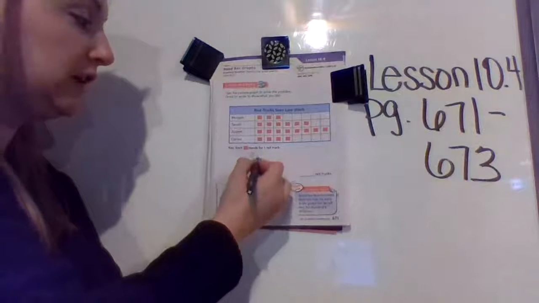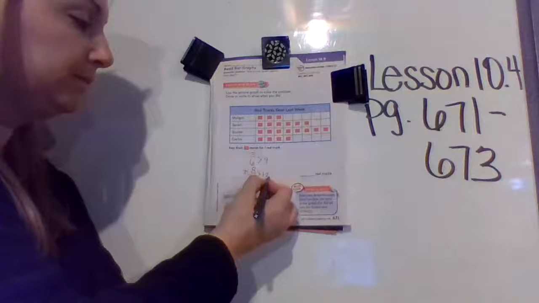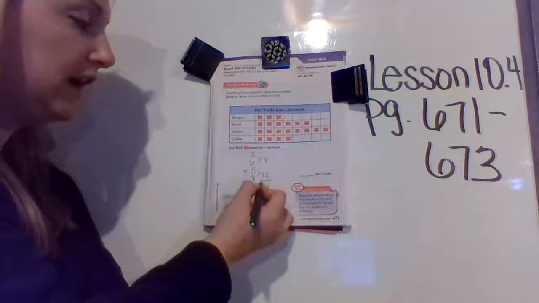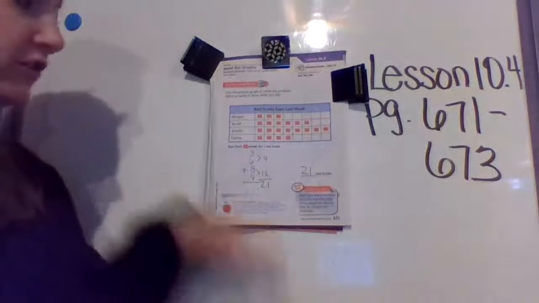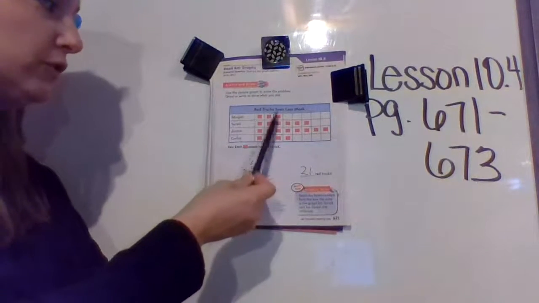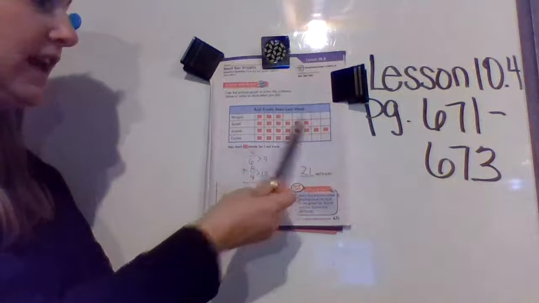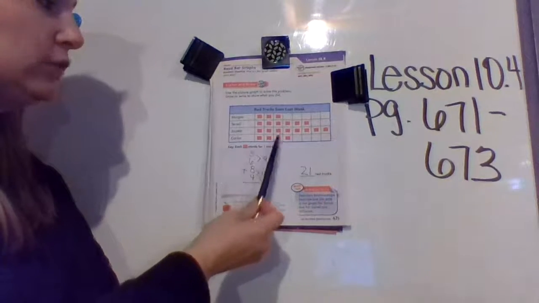So 6 plus 3 equals 9. 8 plus 4 equals 12. And when I add those together, I get a total of 21 red trucks that they saw. If you didn't understand this way, all you really had to do was just count the total amount of red ones, and that way would be acceptable too. 1, 2, 3, 4, 5, 6, 7, 8, 9, 10, 11, 12, 13, 14, 15, 16, 17, 18, 19, 20, 21.